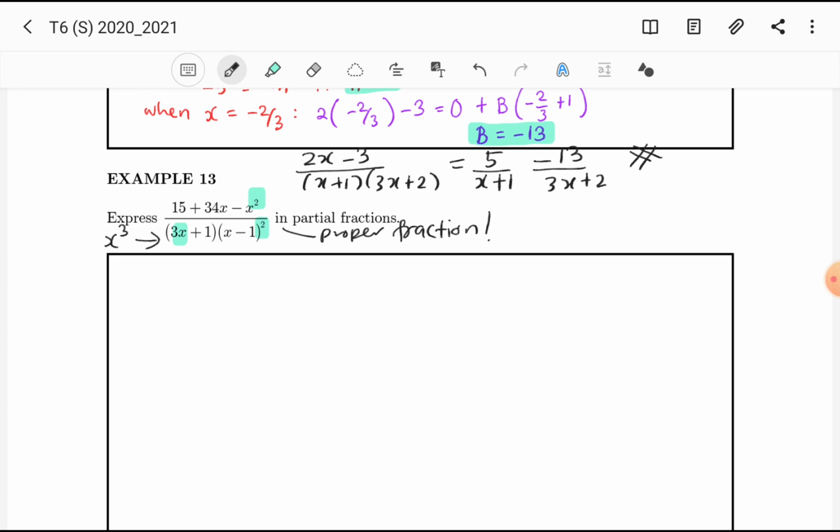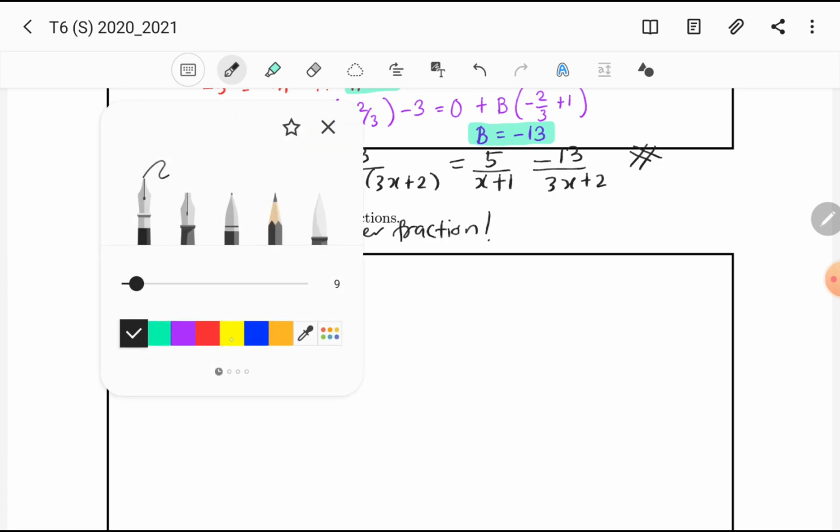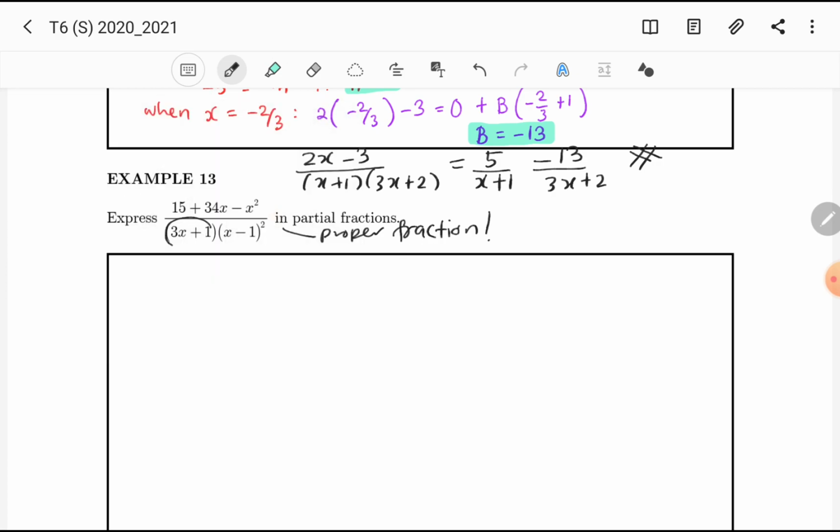Okay. So, cuba kira ada berapa fraction. Ada berapa faktor kat bawah tu? Cuba kira semula. Okey, cuba kira ada berapa faktor? Kita ada berapa? 1 lagi x minus 1 kuasa 2. So ada berapa? Ada 3. Very good. Ada 3 fractions.